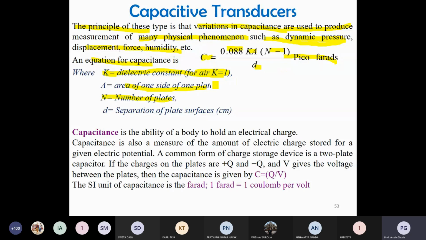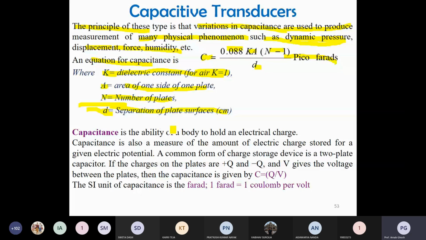Okay, so the separation of the plates in centimeters means d, the distance. Epsilon A by d, in a very simple form. A is what? A is the area of the plate. So capacitance is the ability of a body to hold electrical charge.